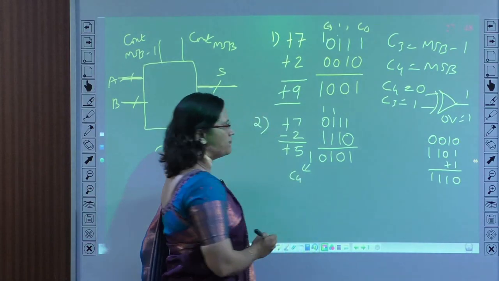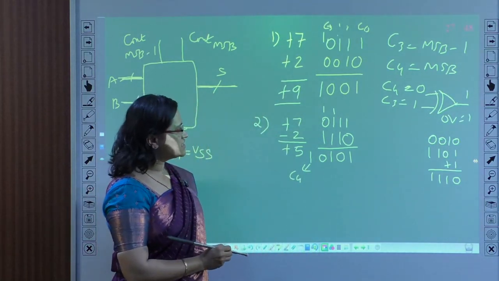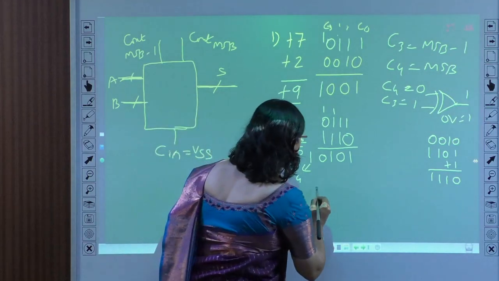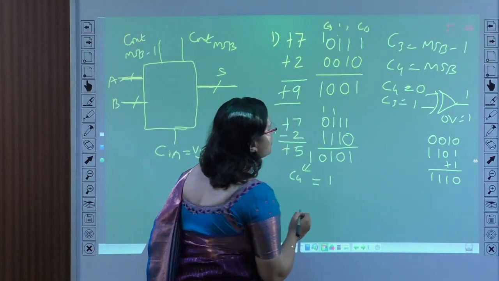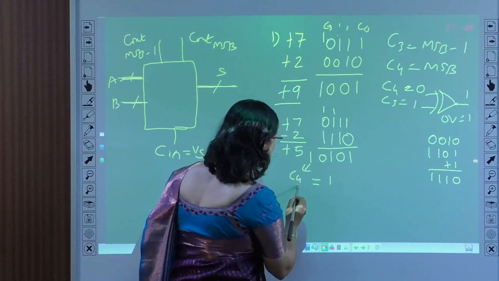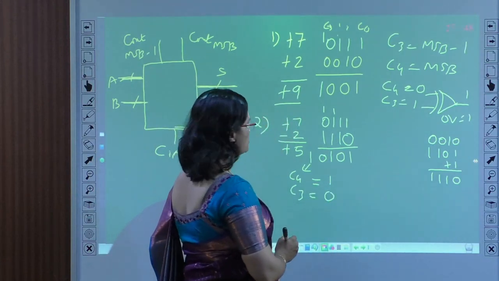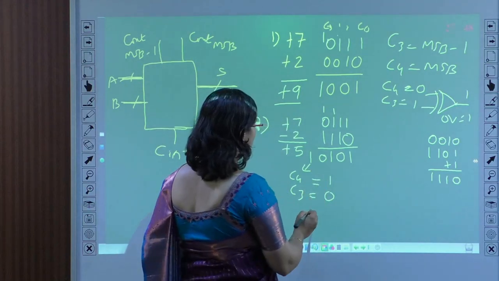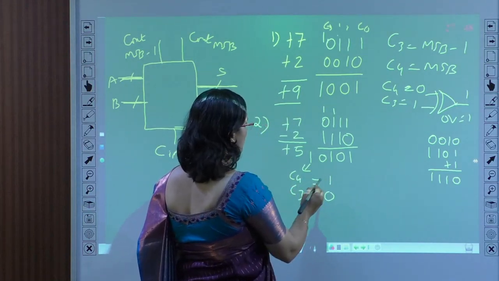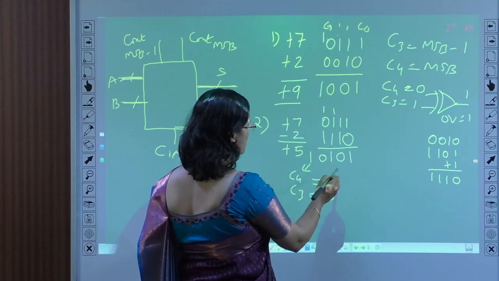So this indicates it is a C4. This indicates it is a C4, right? So now you have C4 is equal to 1. Okay. What is my C4? It is the MSB. And C3 is equal to 0. C3 is also equal to 0. So, this indicates what we are going to get. Our answer will be in the true form.